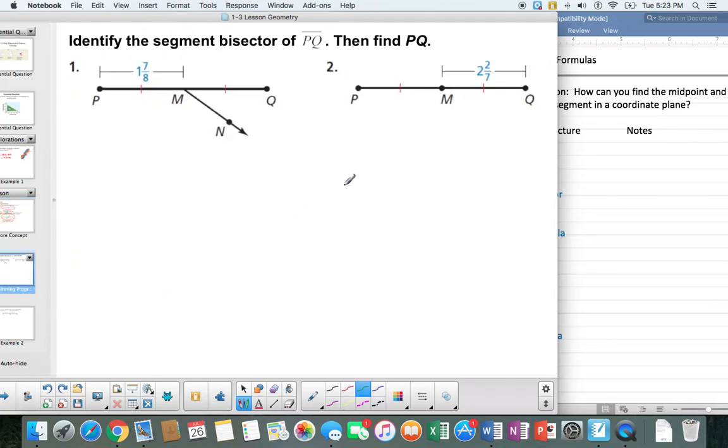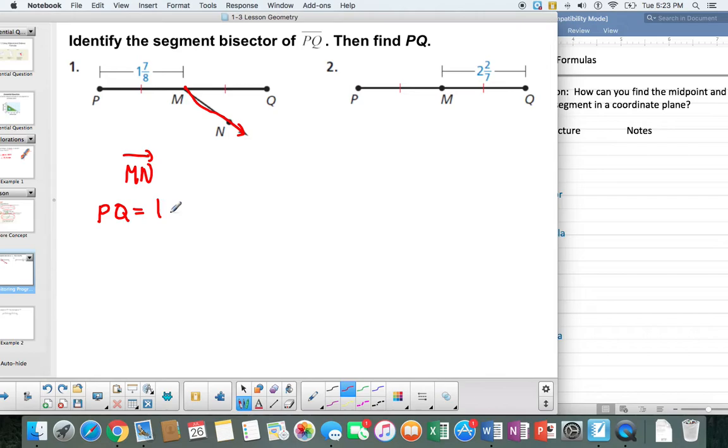Okay, let's go to this problem right here. We want to identify the segment bisector and then find PQ. So this is the segment bisector, because that's the midpoint and this is the one that's doing the cutting. So the answer to the first part of the question is the segment bisector is ray MN. And this is how we would write it, making sure that the endpoint is first.